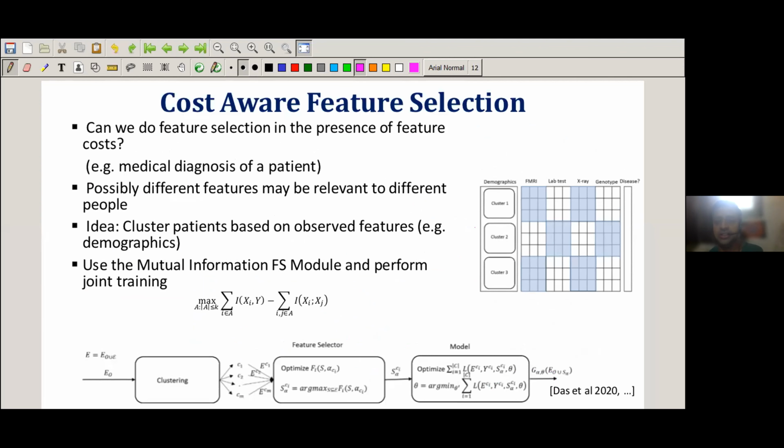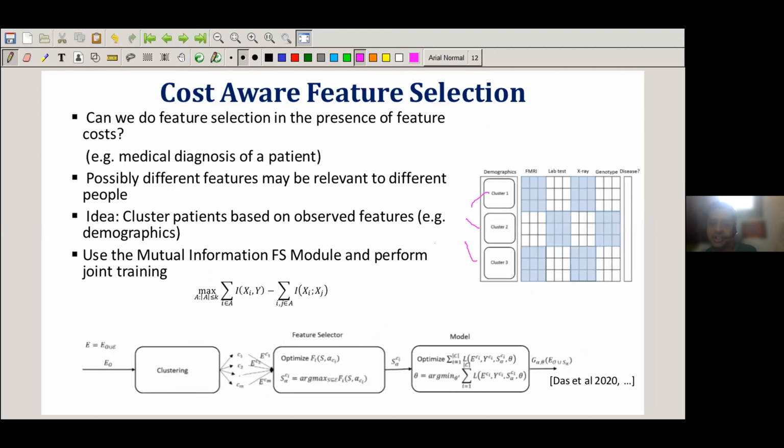So let's say each of these is a patient, patients belonging to different clusters. These are patient clusters. And you can see fMRI, lab test, X-ray, genotype. These are the different features. So the idea here is you cluster patients based on observed features like demographics, and use the mutual information to do a joint training of the model in conjunction with the features that you're clustering. So you're clustering, you optimize for the features, and then you do the feature selection, and then you learn your model, and so on.